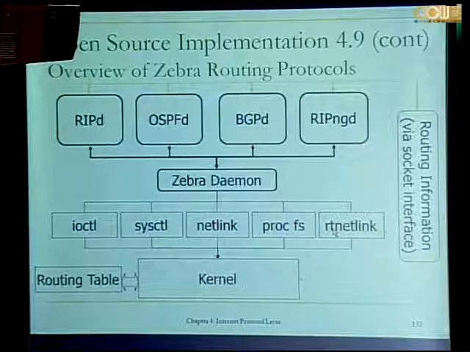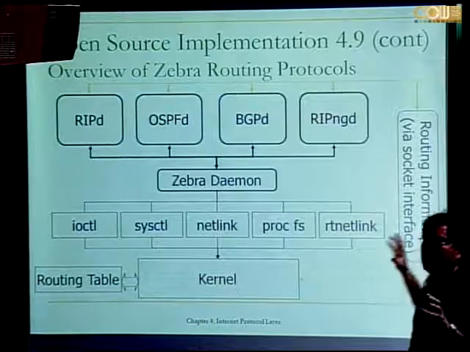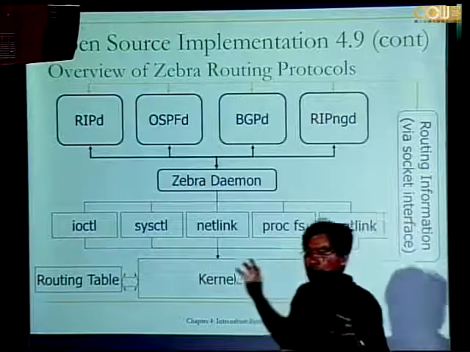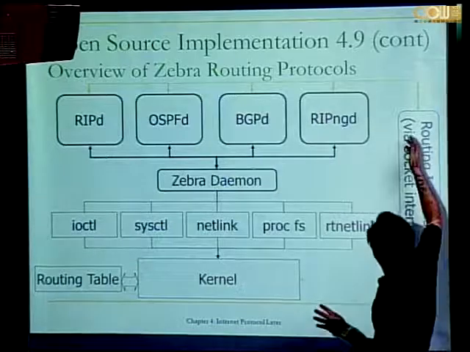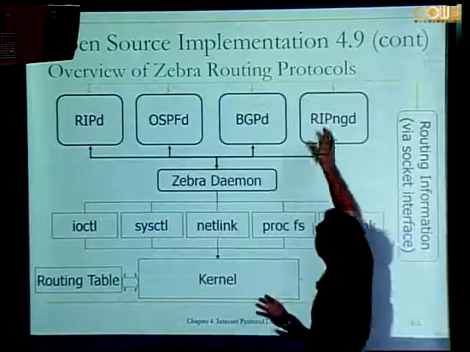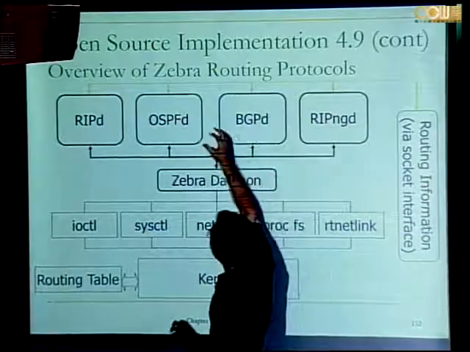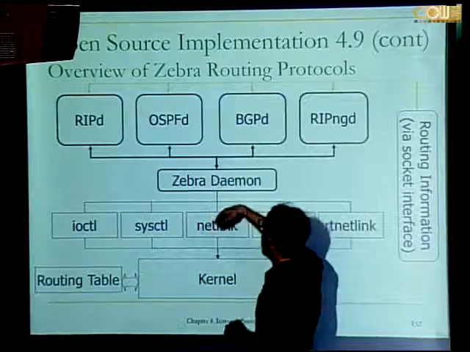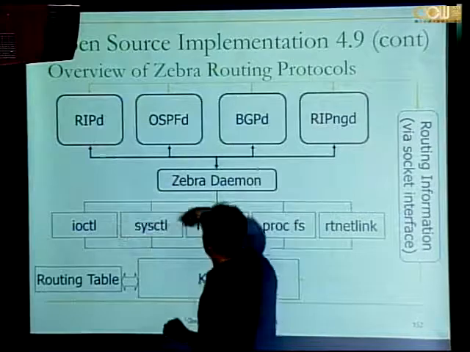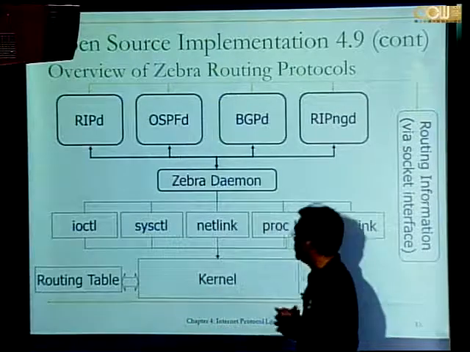So if I want to exchange routing distance vector or link state, they go through this, and then do the computation. And if I need to update my routing table, I go through the Zebra daemon, and the Zebra daemon would use one of the interfaces to update the routing table.